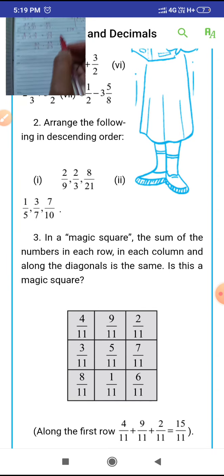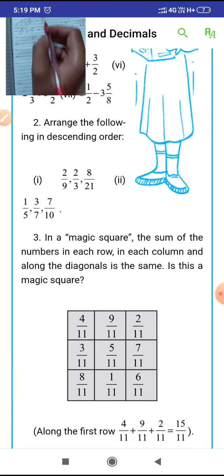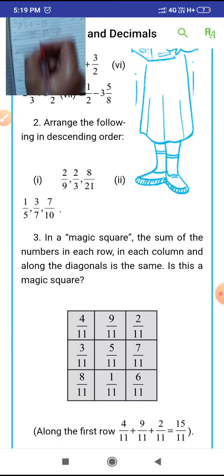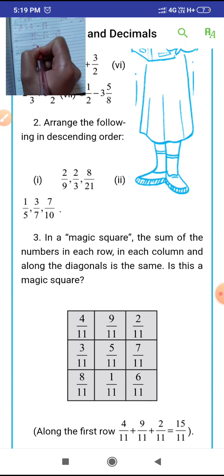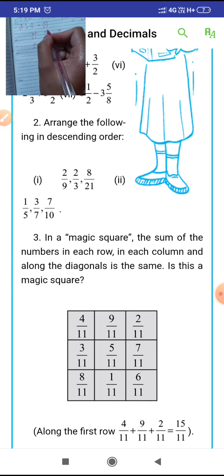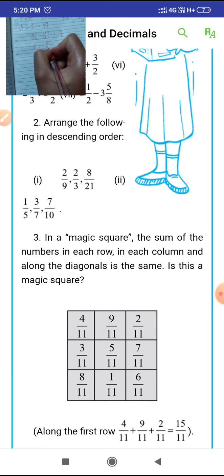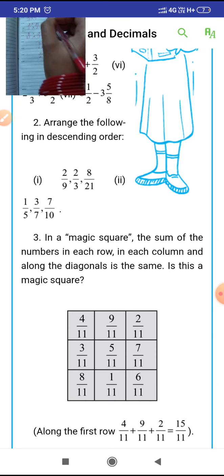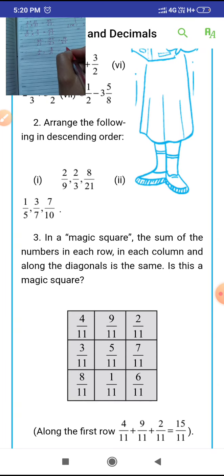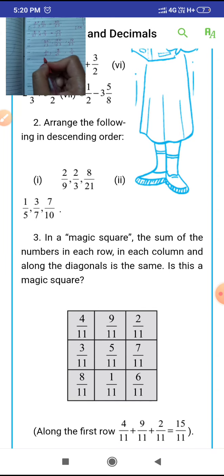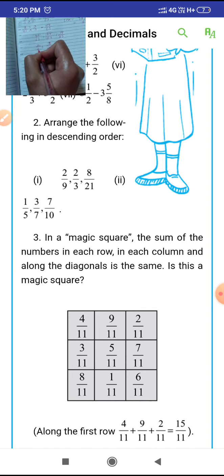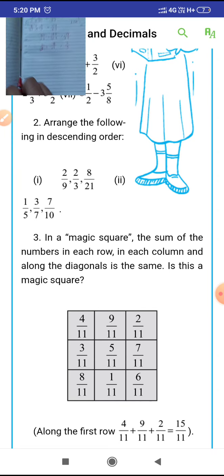We obtained 42 upon 63 from the fraction 2 upon 3, so our greatest fraction is 2 upon 3. We obtained 24 upon 63 from 8 upon 21, so our second fraction is 8 upon 21. And we obtained 14 upon 63 from 2 upon 9, so our least fraction is 2 upon 9. So this is the descending order for the first part of question number 2. Now solve the second part of this question by yourself using the same procedure.